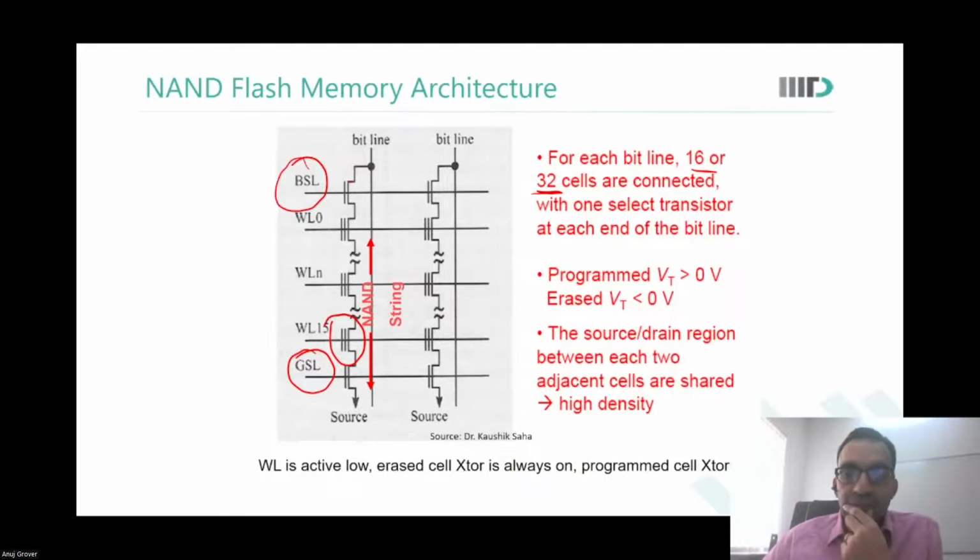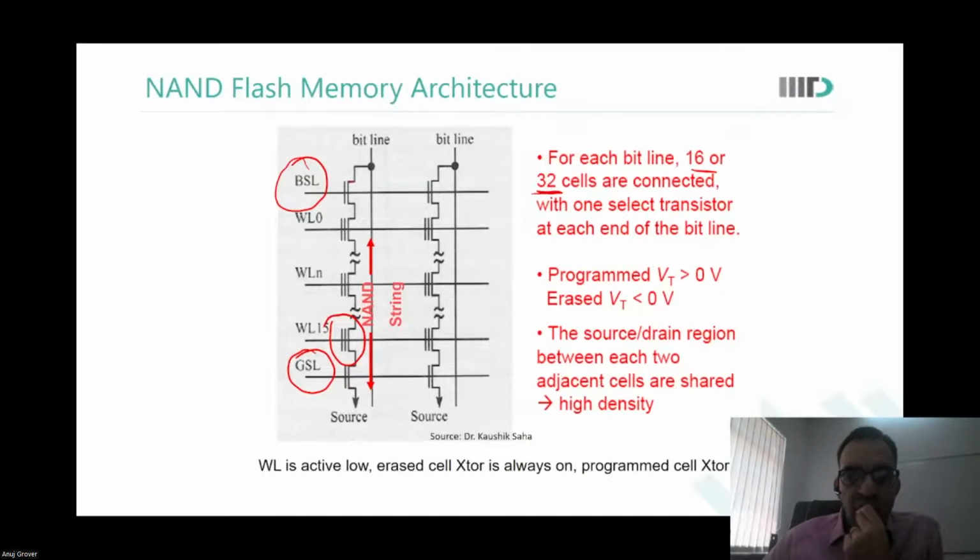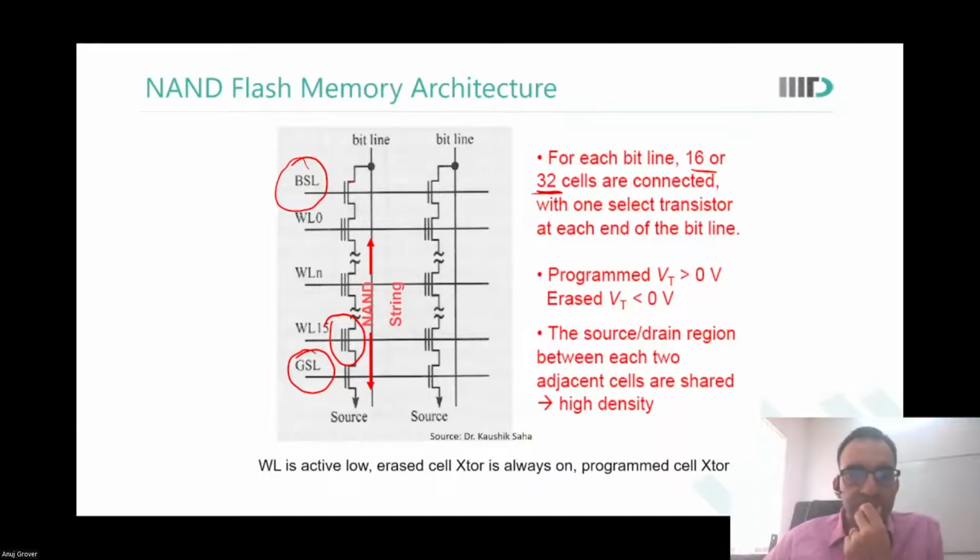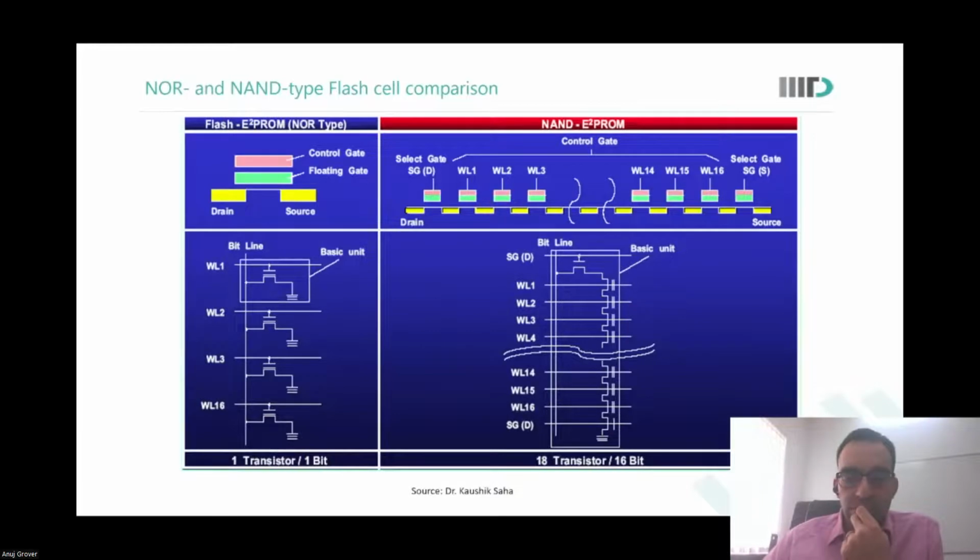Is this thing clear? Yes, sir, since we are not using the contact, then we can say that it is denser. But then how will the operation happen, sir? Yeah, that will come anyway.